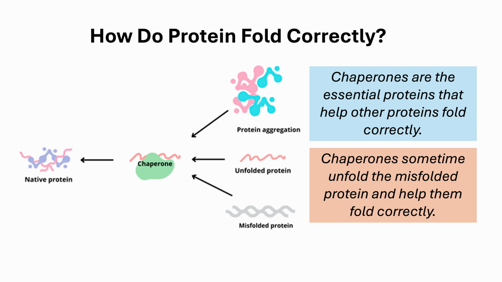Chaperones are special proteins that act like helpers in the cell. They bind to unfolded or misfolded proteins, guide them to fold correctly, and even prevent them from sticking together in clumps. Chaperones are crucial for keeping proteins working properly.